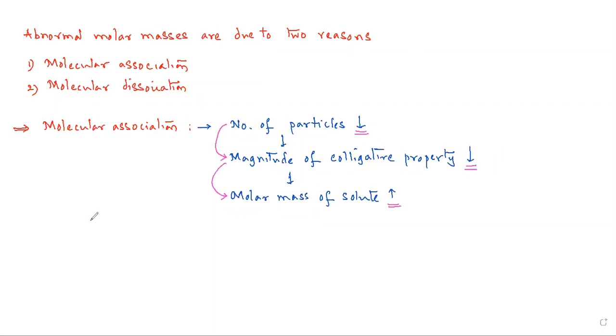Let us again take the same old example of acetic acid in benzene. See, when acetic acid is dissolved in benzene, two molecules of acetic acid unite to form a dimer. Dimeric form of acetic acid is formed.